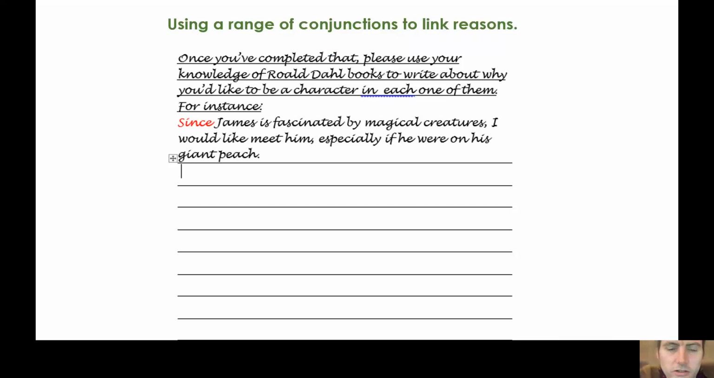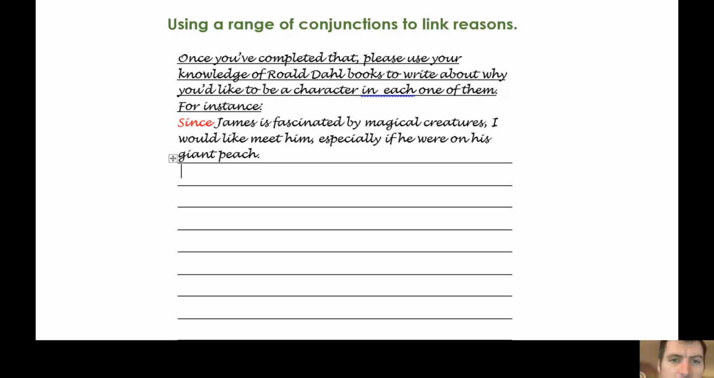Now, what I'd like you to do as your final piece of work today is have a look at your sheet and think about those stories and think about whether, based on your knowledge of them, or even if you have to Google them just to find out the synopsis, the plot, could you use some of these conjunctions to describe why you'd like to meet characters from within those stories?